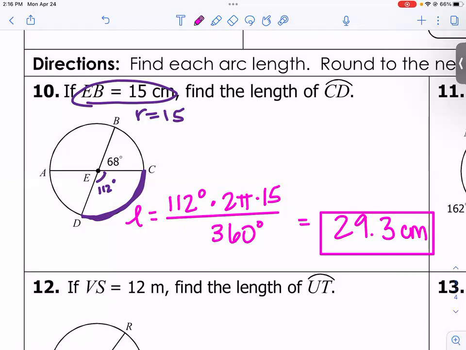So that's the degree measure. 112 is the degree measure, but we know that all the way around the circle, if we measured it with a ruler, it would be 2 pi times 15. I want to know if I measured with a ruler just this chunk, this piece of the circumference, how long would it be, if it was a straight line? Let's say I put my string and then I put that string on a ruler, how long would it be? That's what I'm asking.